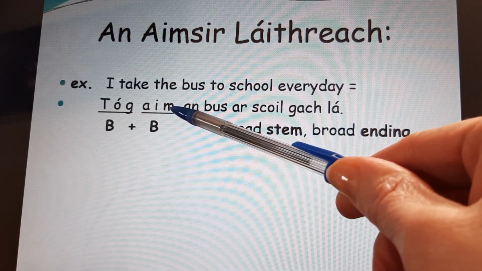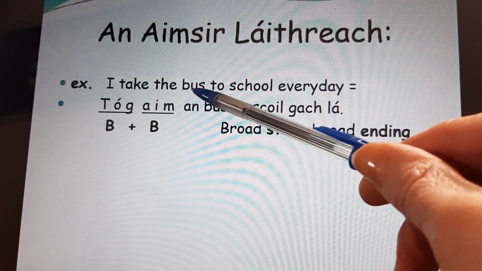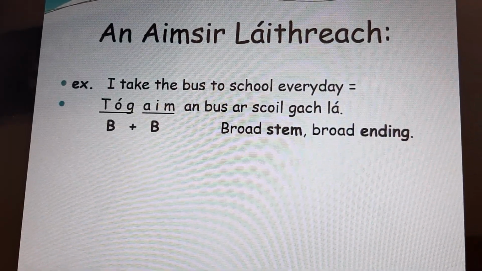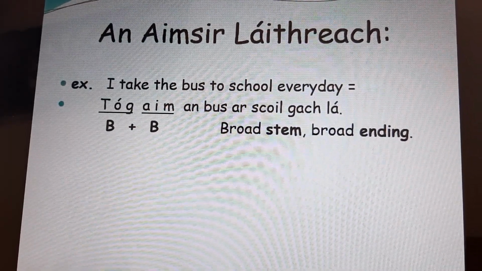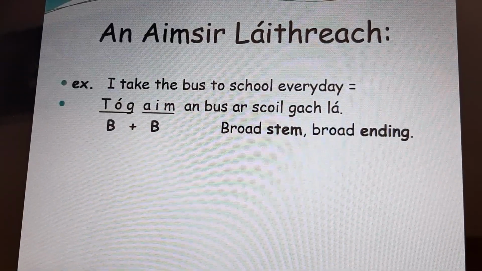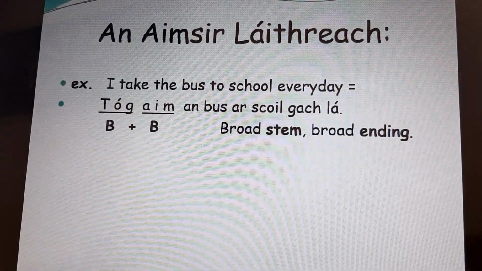And I chose my correct broad ending for "mé" because it's -aim. And there it is, A-I-M. There's no separate "mé". So the "mé" is built into the ending. It would never be like "tógaim mé on bus ar scoil". "Tógaim an bus ar scoil gach lá", broad stem, broad ending.